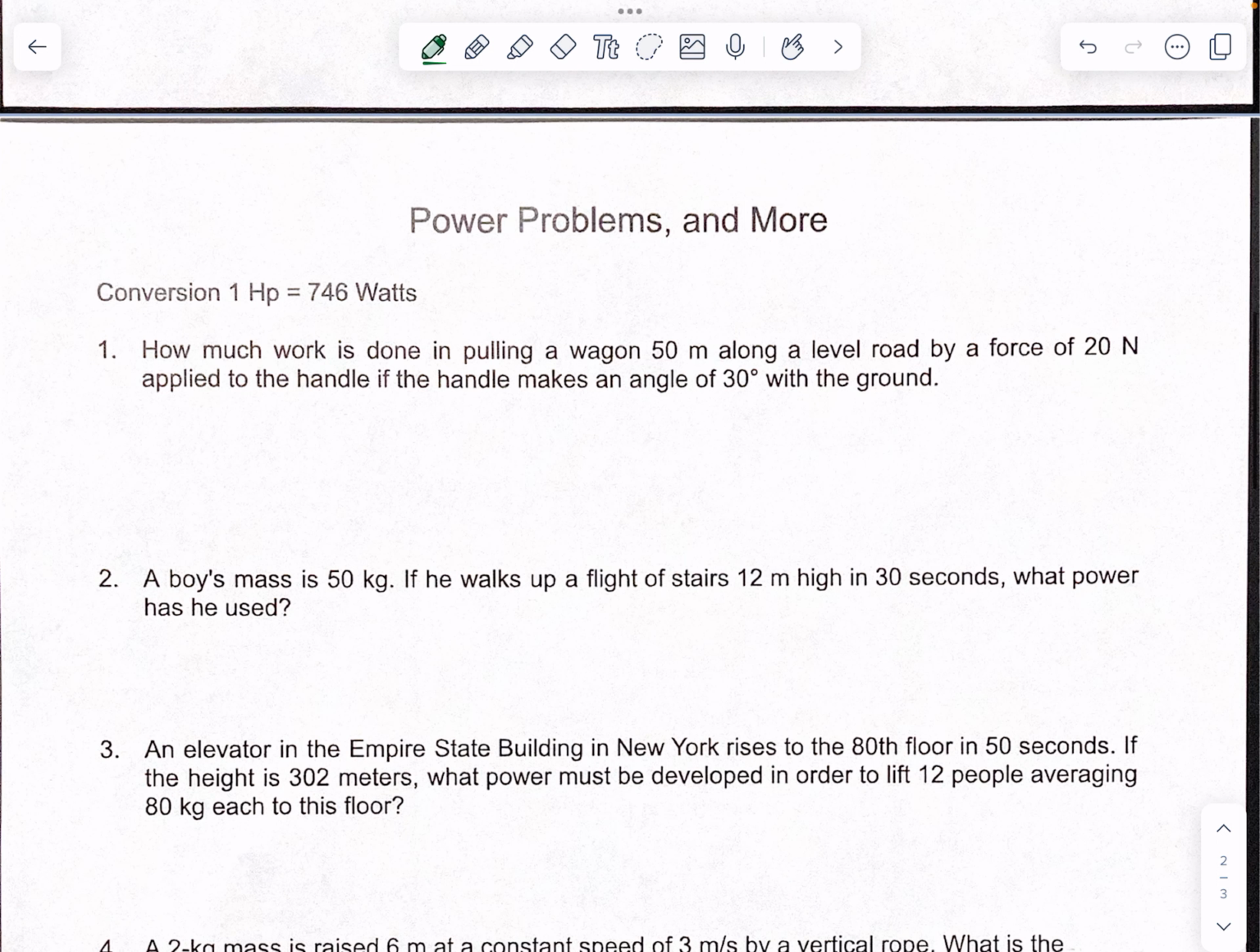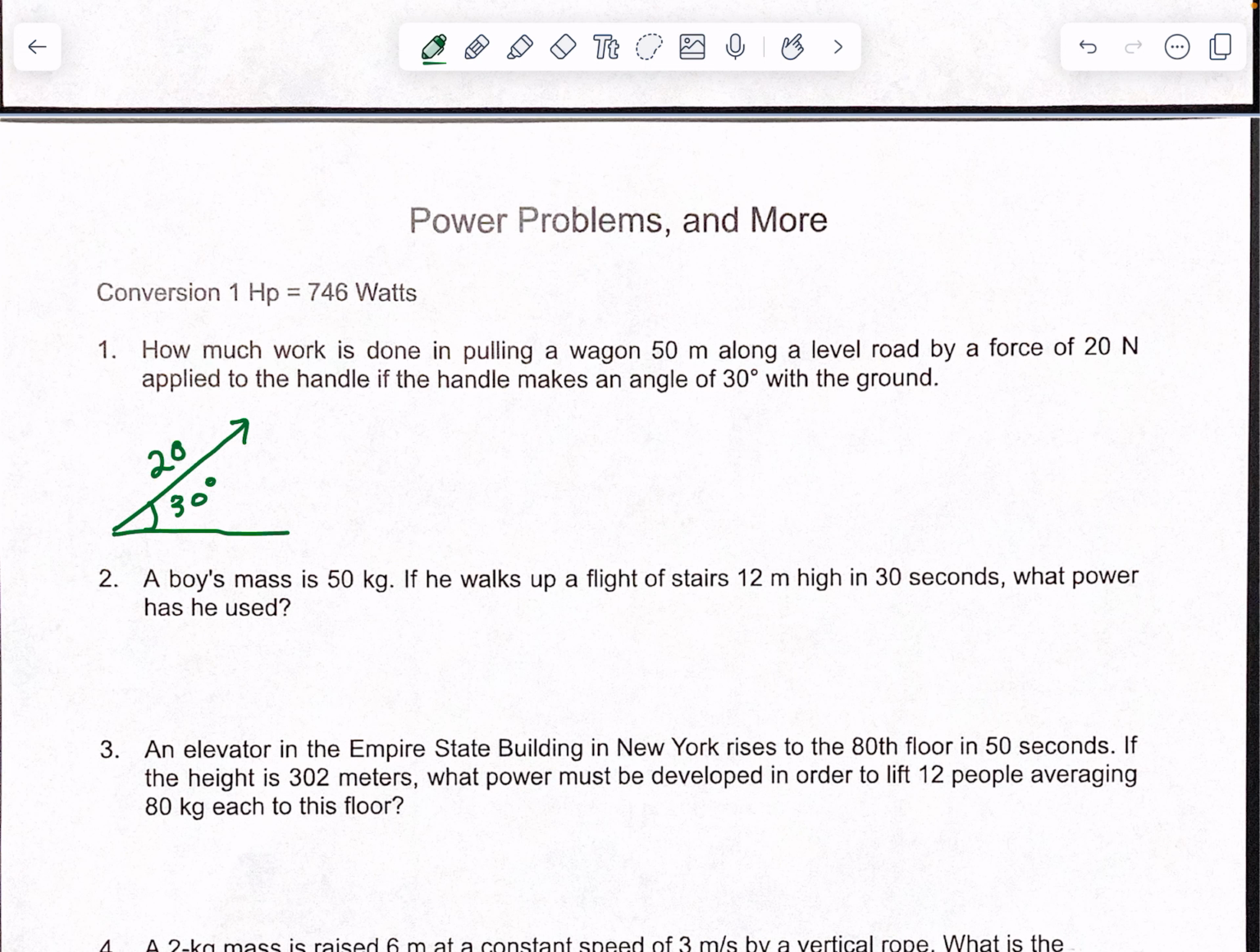So we're going to do some practice here on work and power. Number 1: how much work is done by pulling a wagon 50 meters along a level road by a force of 20 newtons applied to the handle, if the handle makes an angle of 30 degrees with the ground? Okay, so I'm dragging a wagon at an angle of 30 degrees. The wagon is going flat, parallel to the ground. So my angle is 30, and my applied force is 20.